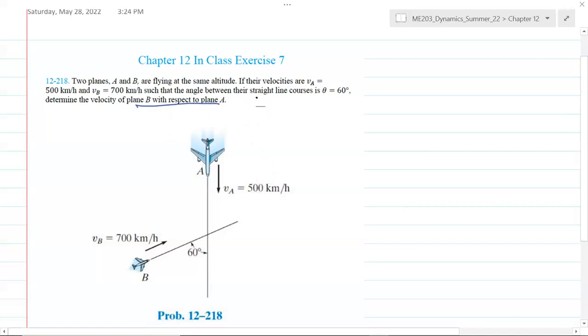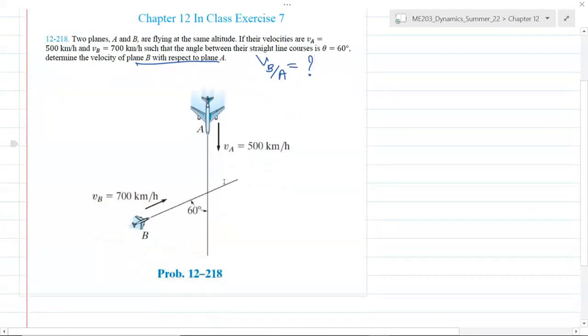So we are calculating VB with respect to A. This is what we need to determine. The velocities of both planes are given as shown in the figure. So step number 1 is we set up the coordinate system. The better approach is to set up the coordinate system for each plane and write down the equation for the velocity of both planes.